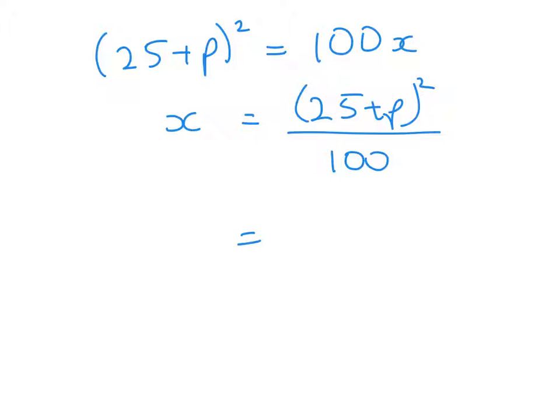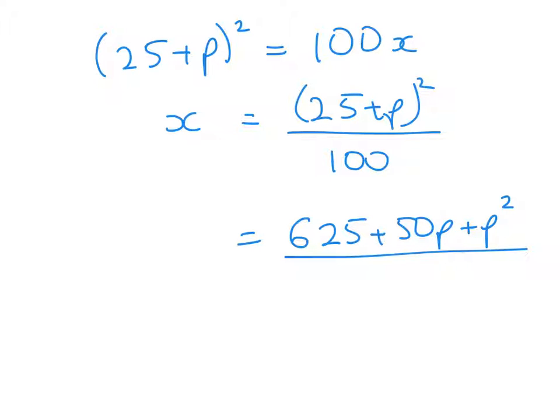Fine to leave your answer like that, or you could expand it to be 625 plus 50p plus p squared, which obviously would look better written the other way around, divided by 100. I haven't seen the assessment schedule yet, but I would have thought that either of those would be perfectly fine.